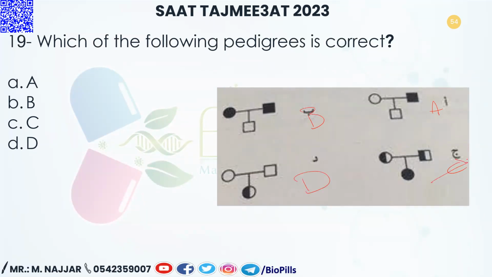This is correct. Why? Because the father is a carrier, so there is a possibility. But here, how come there is a dominant father and the son is not even a carrier? And here, with two dominant parents, for sure all of the offspring must be dominant. The others don't make any sense.